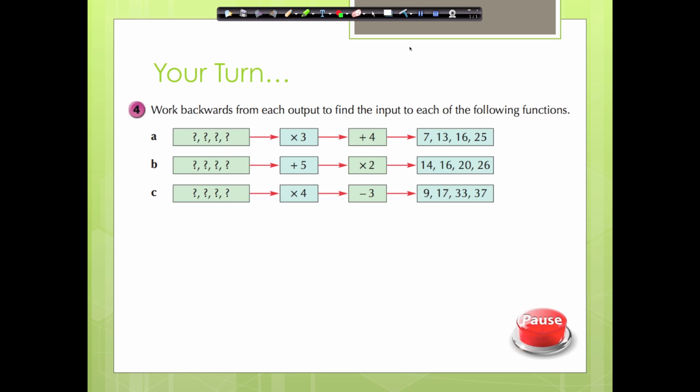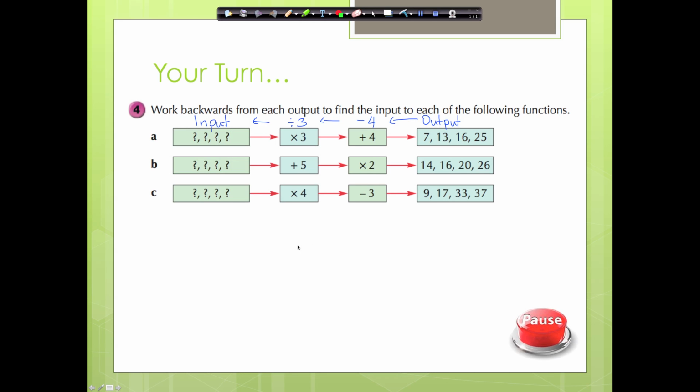Okay, some questions for you to try. You need to work backwards from each output to find the input for each of the following functions. So you're starting over on this side from your output, which is over here, and then you're going to work backwards. Remember, you need to do the opposite operation. So for this first one, instead of adding 4, because we're going backwards, you need to take away 4. And then you need to divide. Opposite of times is divide. So divide by 3 to get your input.